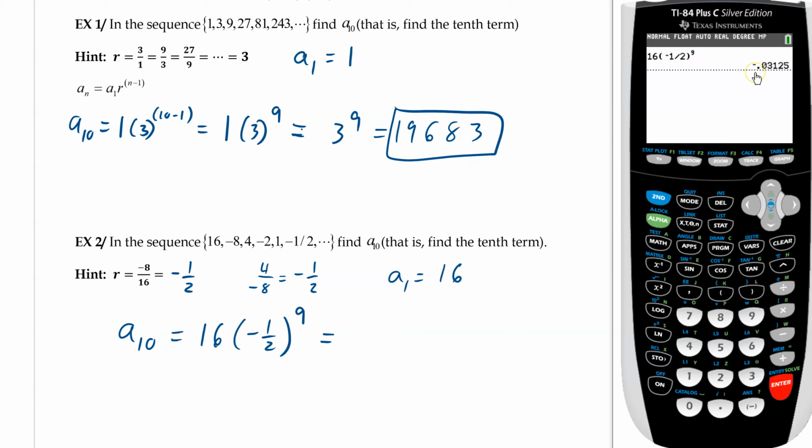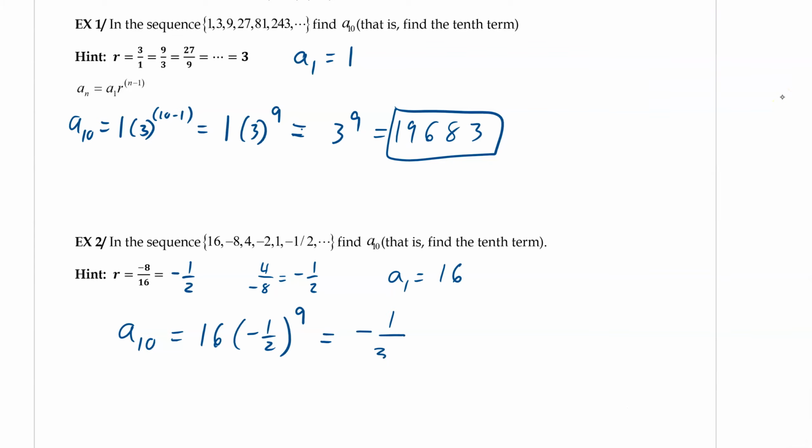It gives you this decimal, which is fine, but you notice it's giving us fractions here. So you want to hit math, number 1, hit enter, and it'll give us our fraction, which is -1/32. And there you have it.